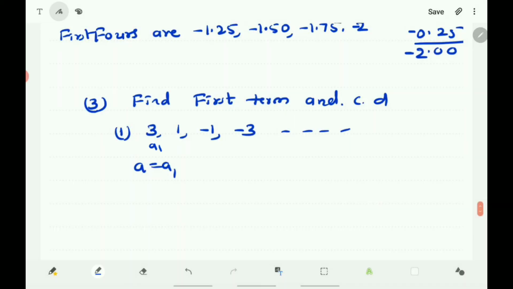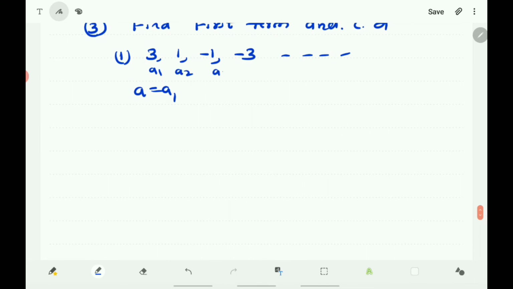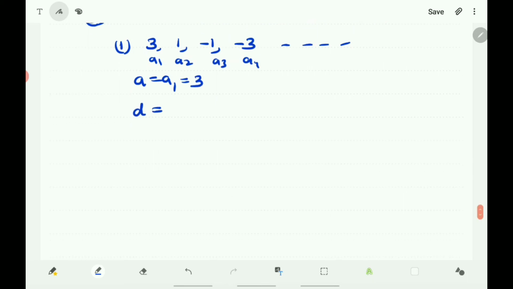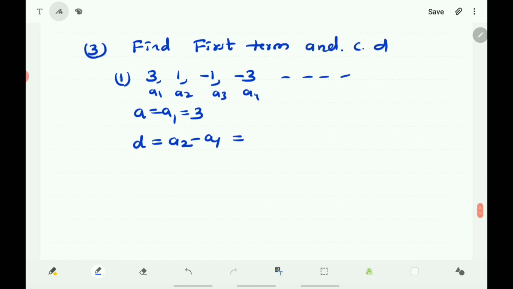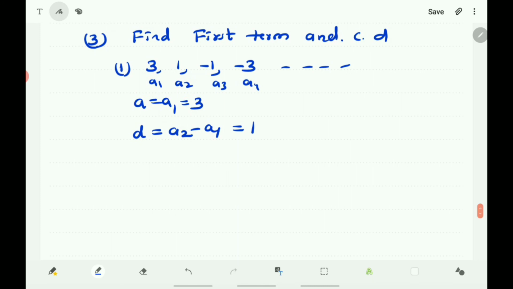Here you know that this is A1, A2, A3, A4. A means A1, that is 3. Then D means, it is already said that it is an AP, so find A2 minus A1. A2 is 1, minus 3, that is 1 minus 3 is minus 2. So A is 3 and D is equal to minus 2.